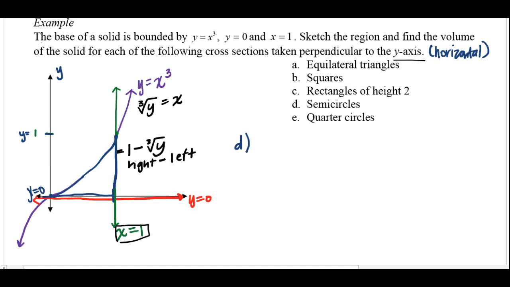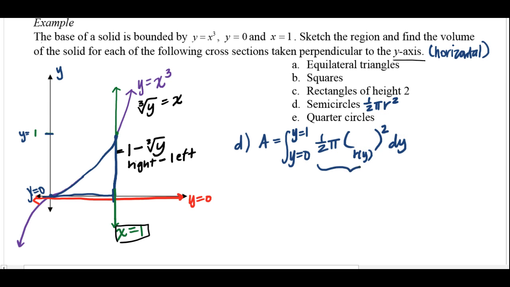So for part D, we have our cross sections are semicircles. So we'll have the area extends from y equals 0 to y equals 1. And our area formula for a semicircle is 1/2 pi times the radius squared. So 1/2 pi, and in place of r, we're going to need r of y, the radius as a function of y, squared, dy. So this whole thing right here is my area function as a function of y.